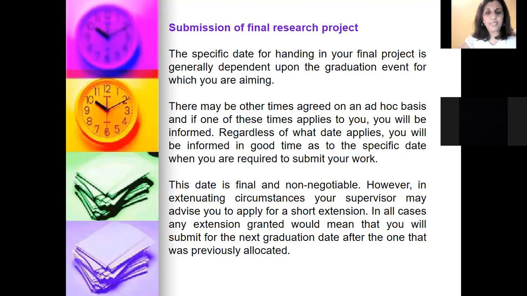However, in extenuating circumstances, your supervisor may advise you to apply for a short extension. In all cases, any extension granted would mean that you will submit for the next graduation date after the one that was previously allocated. So you're going to delay yourself by 1 whole year because of asking for an extension. All right, that is the maximum. So you can check with your center when is the next graduation and whether you want to rush and go for it or you want to go for another time.